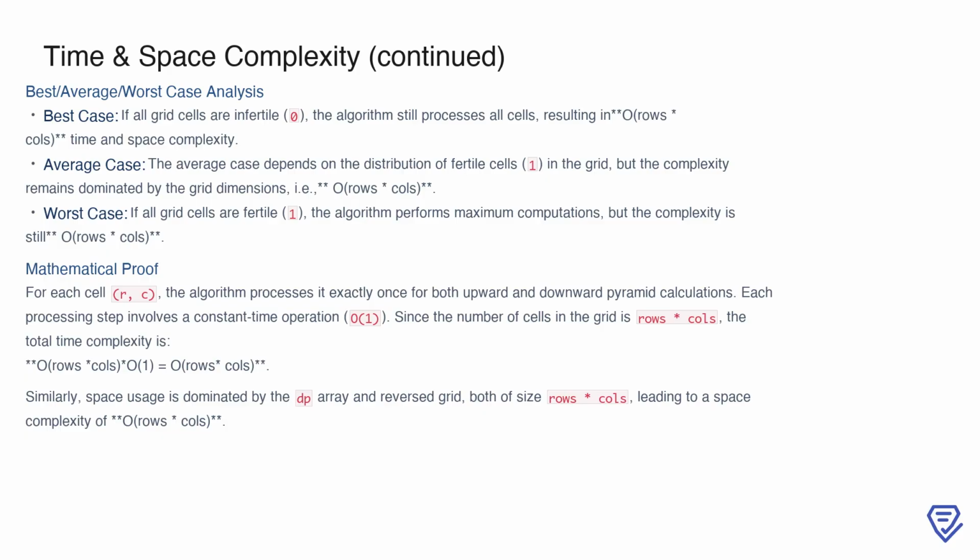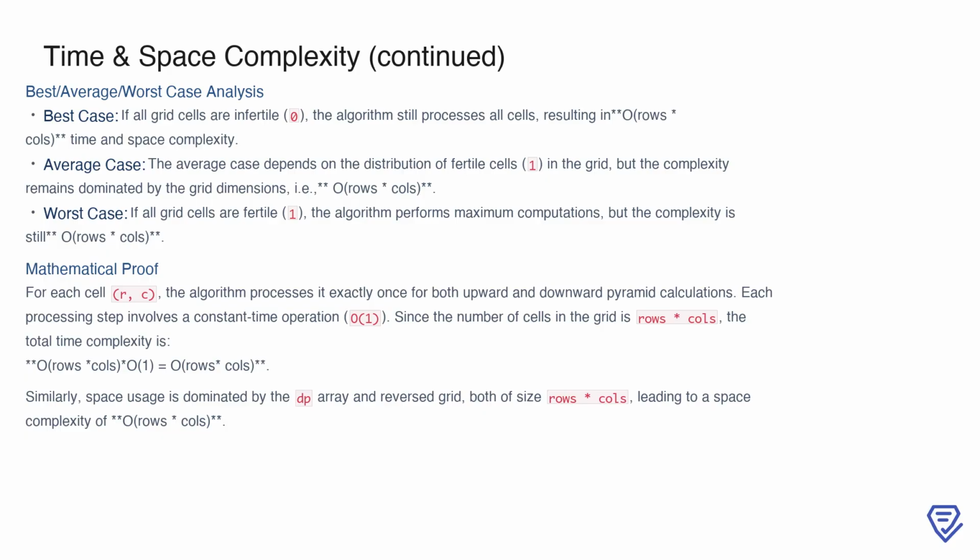In the worst case, where all cells are fertile, 1, the algorithm performs the maximum number of computations, yet the complexity still simplifies to O(rows * cols). Mathematically, this is because each cell is processed exactly once for both upward and downward pyramid calculations. Each processing step is a constant time operation, so the total time complexity is O(rows * cols * O(1)) equals O(rows * cols).